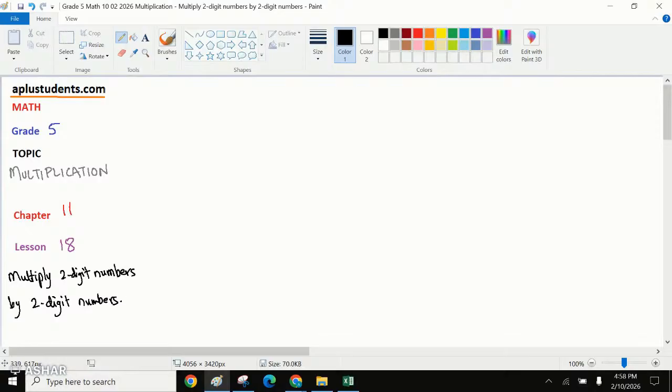Okay, when we are multiplying two-digit numbers with a two-digit number. Hi, Semi, welcome to the class.